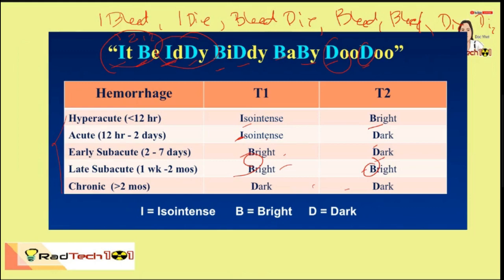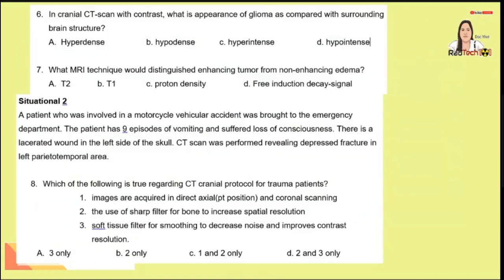So, yun yung appearance ng ating hemorrhage. Depende sa timing, kung kailan siya nag-occur, and then depende kung T1 siya or T2. Okay? So I bleed, I die, bleed, die, bleed, bleed, die, die. I hope makatulong yan sa pag-aaral nyo sa MRI ng appearance ng hemorrhage. Actually, lumabas na rin ito ng mga previous board exams. Sana lumabas ulit, para may sure ball na score.